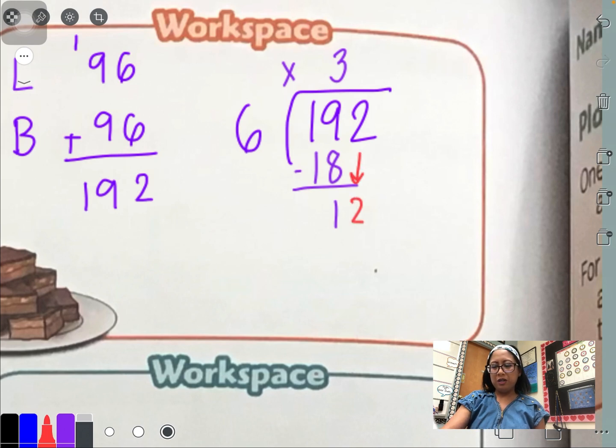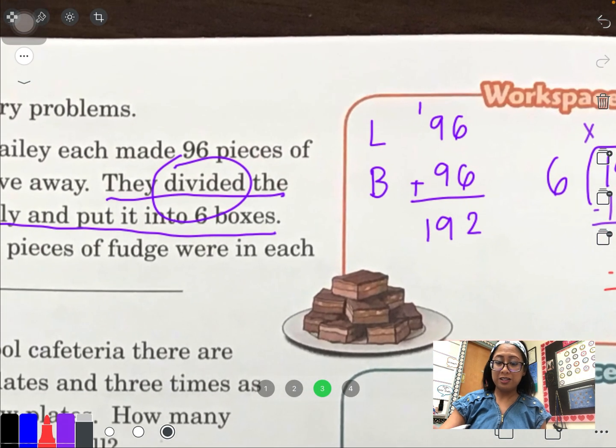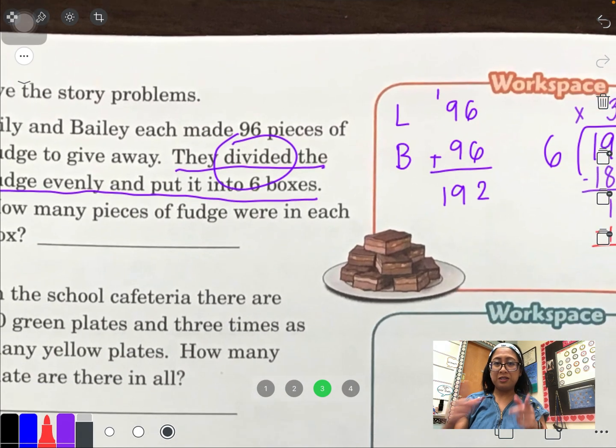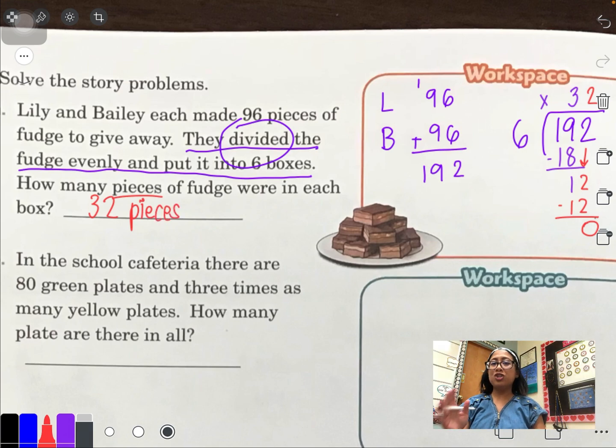Drop the 2. 12 divided by 6. 6, 12. 2. 2 times 6, 12. 0. So, in each box, there are going to be 32 brownies. I told you it has to be a big box. Either the brownies are tiny or the boxes are big, right? So, you need to have 32 pieces of fudge. 32 pieces. I'll say pieces because that's what it says here. Pieces of fudge in each box.